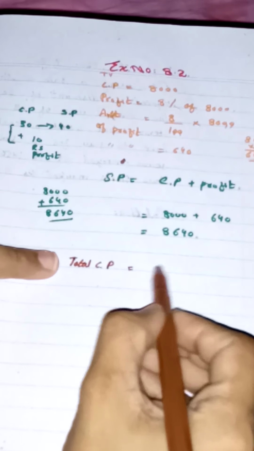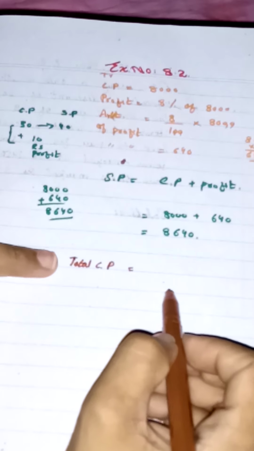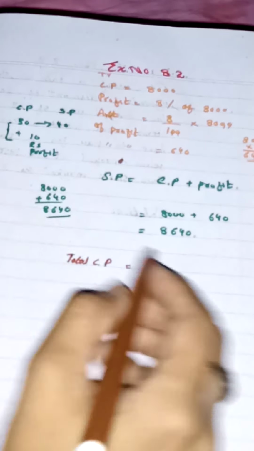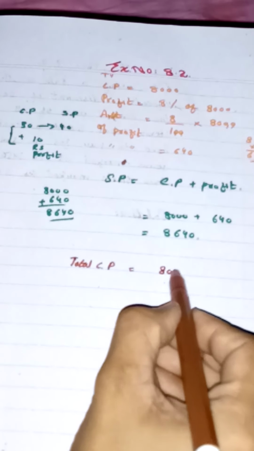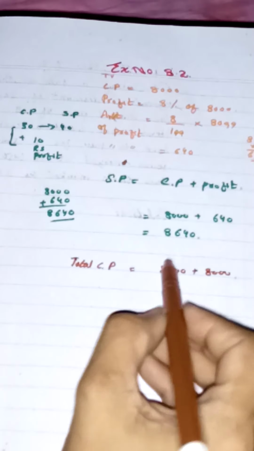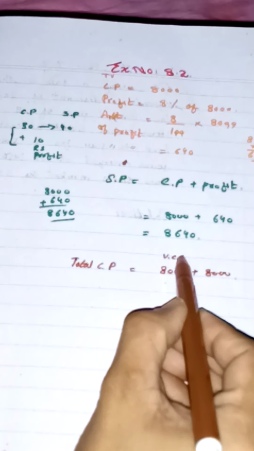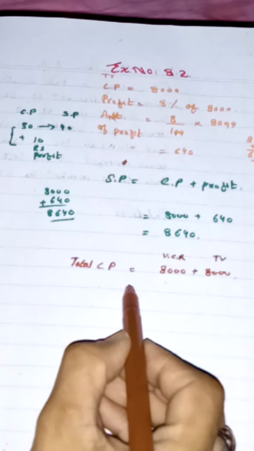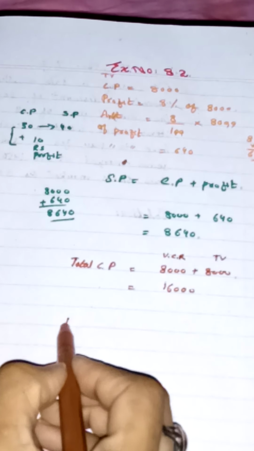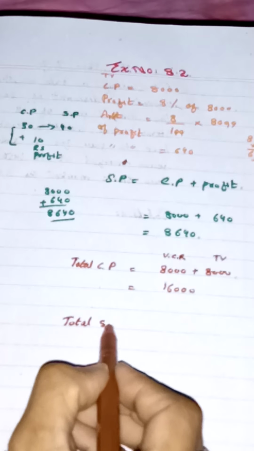Total cost price means the cost price of the TV and the cost price of the VCR, and you know that the cost price of each is 8,000 rupees. For your understanding, VCR cost price and TV cost price, 16,000 is the total cost price. Now find the total selling price.